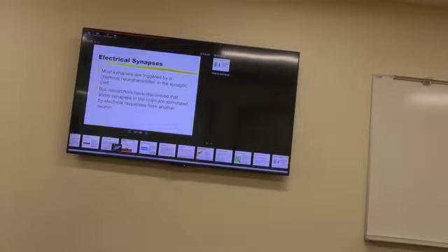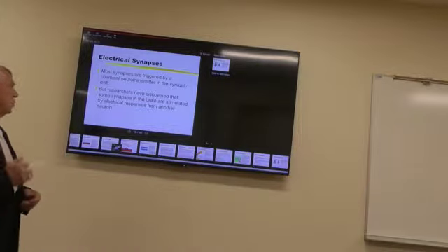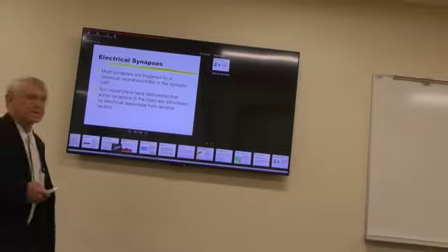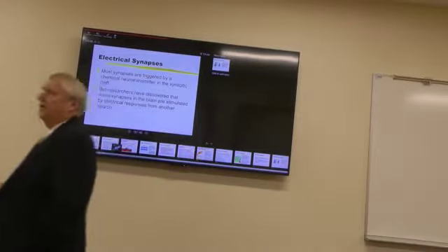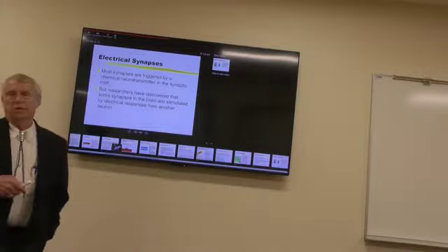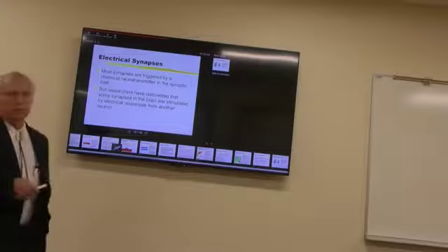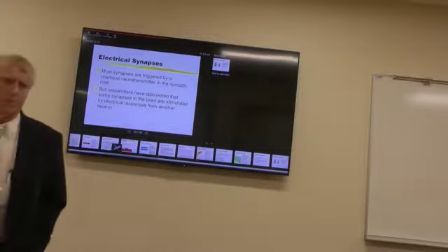Most synapses are triggered by a chemical neurotransmitter in the synaptic cleft. But researchers have discovered that some synapses in the brain are stimulated by electrical responses from another neuron. So it's not a chemical reaction, it's an electrical reaction. There aren't that many of these in the brain. Most of them are triggered by chemicals, by neurotransmitters. We're going to talk about some of those neurotransmitters in a minute.